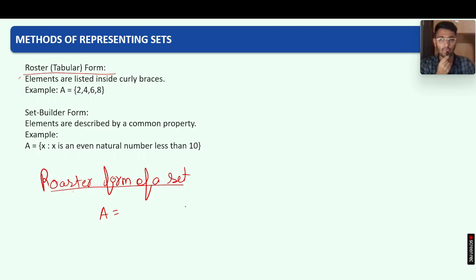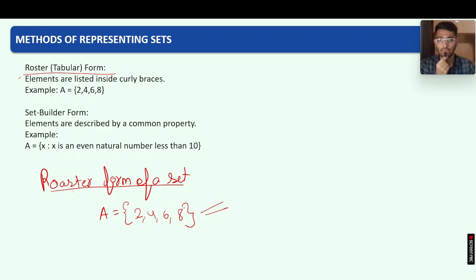The notation is the same in both forms, but in roster form you only use the curly brackets, and you simply write the elements of it, like 2, 4, 6, 8. These are the elements of this set, distinct elements, and they are well defined. These are the even numbers from 2 to 8. This is the definition of the set.